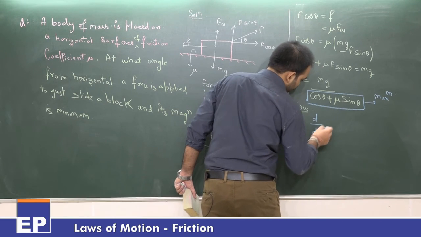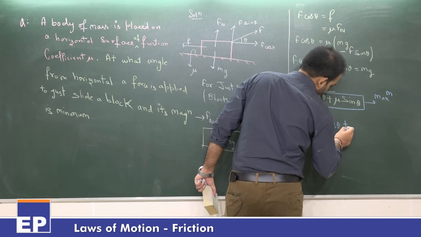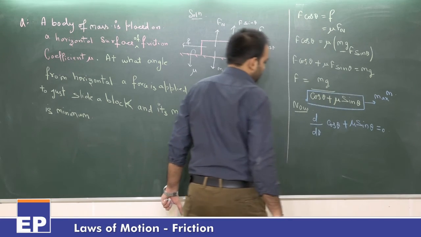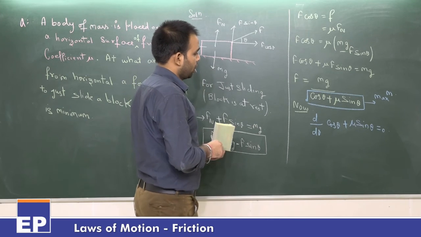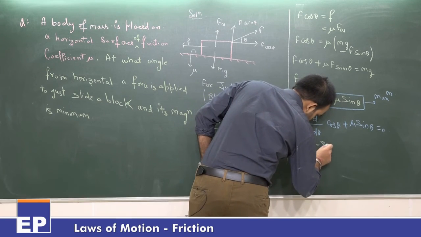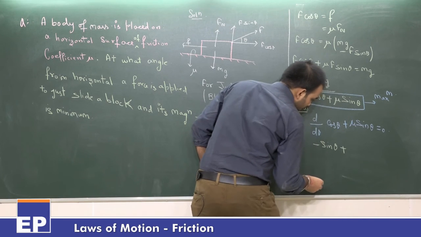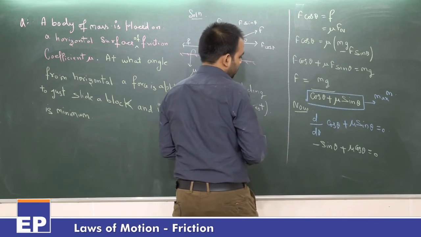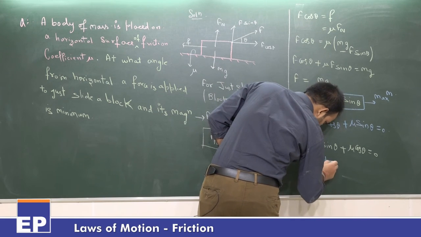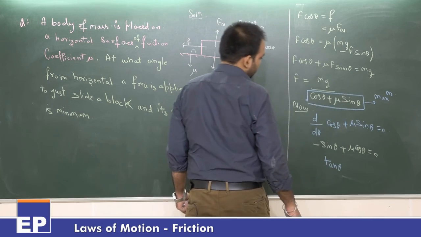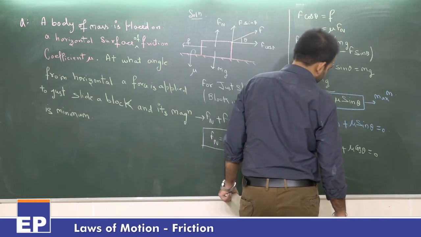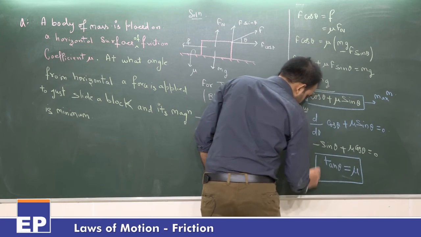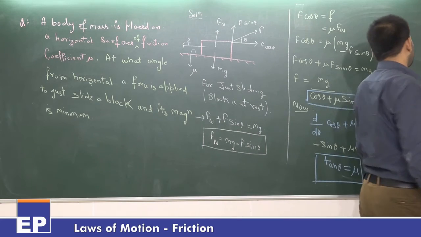d by d theta of cos theta plus mu sin theta, इसको जीरो के इक्वल रख रहा हूं. सॉल्व करो इसको, देखो क्या आ रहा है. डिफरेंशिएशन ऑफ cos theta is minus sin theta, plus mu sin theta की डिफरेंशिएशन cos theta equal to zero. तो what is tan theta? That is sin theta is equal to mu cos theta. So what is tan theta? It is equal to mu. तो it means it is maximum when theta is equal to, tan theta is equal to mu.